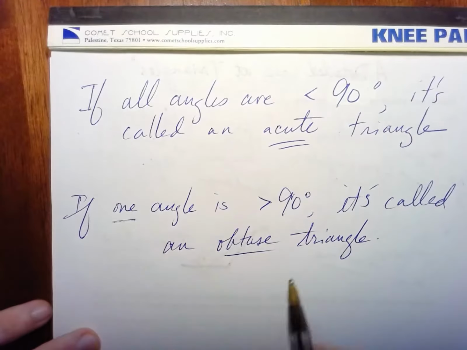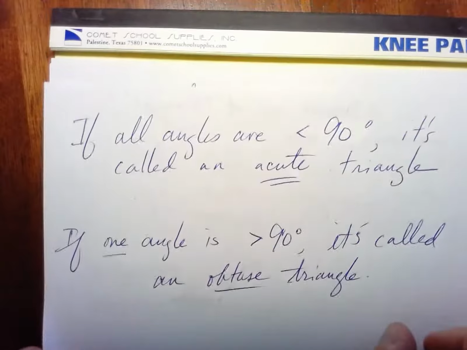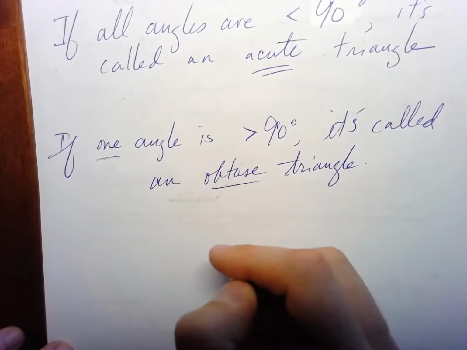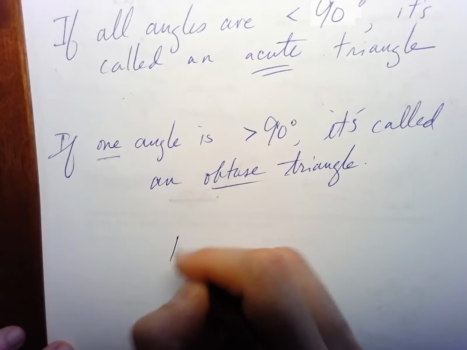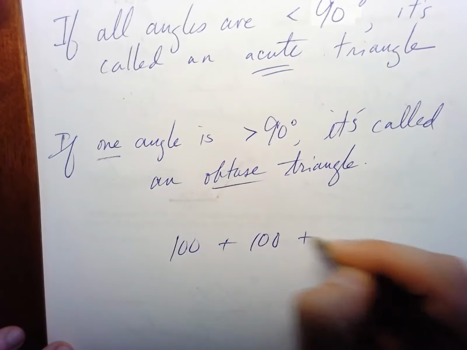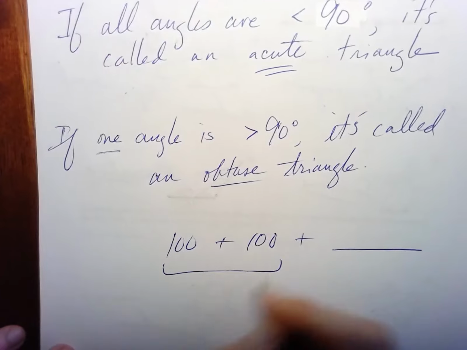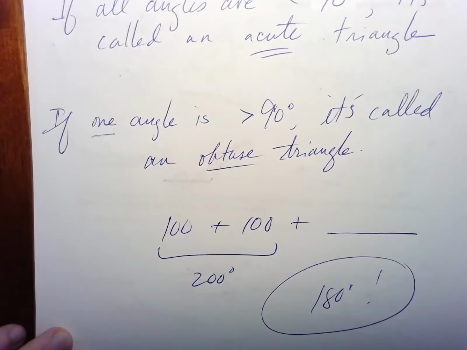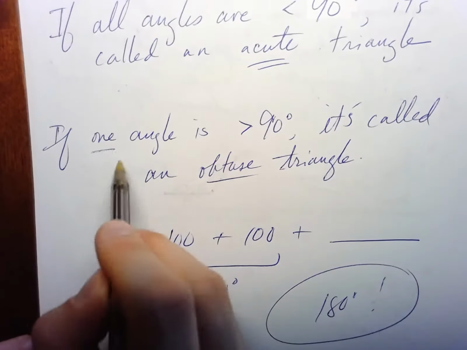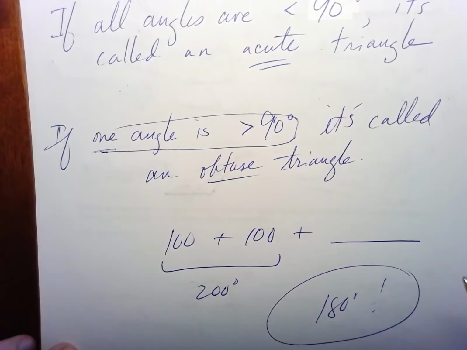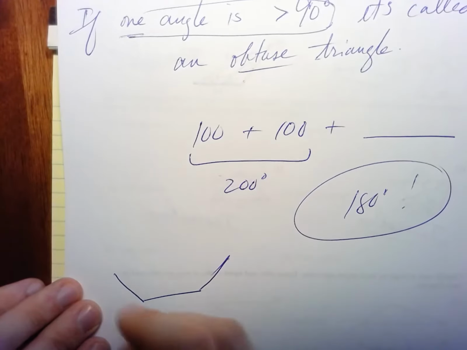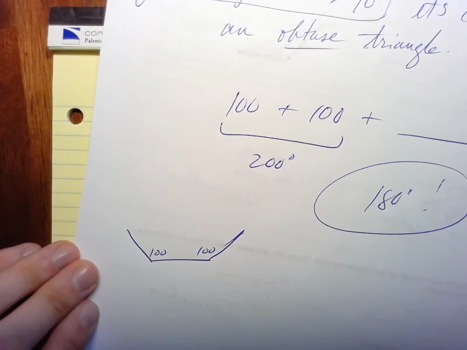Why do I say if one angle is greater than 90? What happens if two angles are greater than 90? Well, then I'll have maybe 100 plus 100 plus a third angle. Right there I'm at 200 degrees, and I only have 180 to deal with. It's too much. So you can only have one bigger than 90, or you don't have a triangle. You'd end up with something that looks like this. You know what I mean? That could be 100 and that could be 100, but it's not a triangle. It's opened way too far.